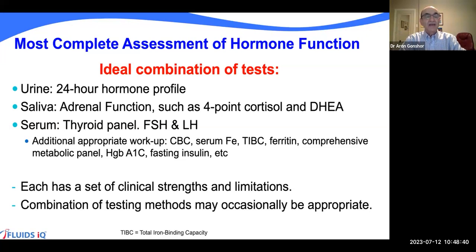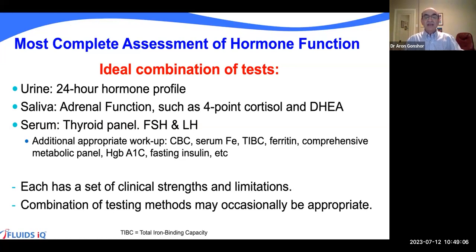Ideal combination of tests. What do you do in urine? 24-hour. Saliva for adrenal function, for 4-point cortisol, otherwise known as diurnal. Well known. By the way, even the labs that are doing dried urine are now saying, and we add saliva to it, because they know. And even DHEA, good screen in saliva. Serum, a lot of stuff in serum.